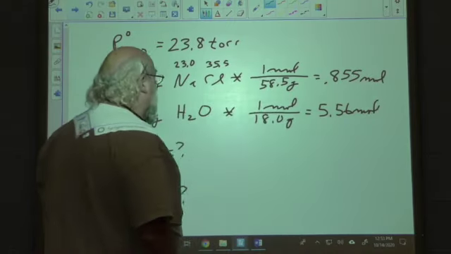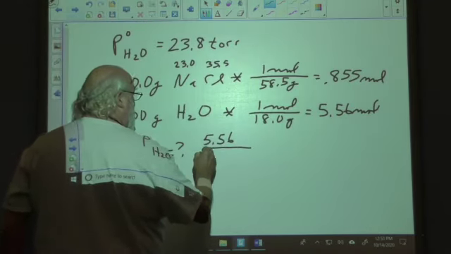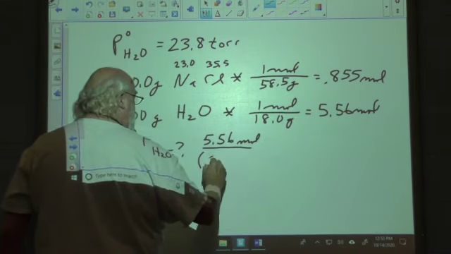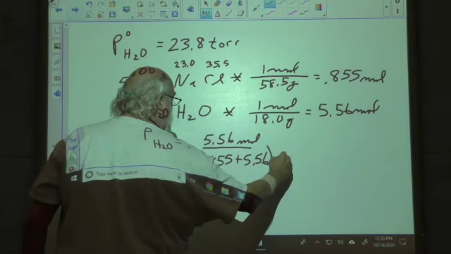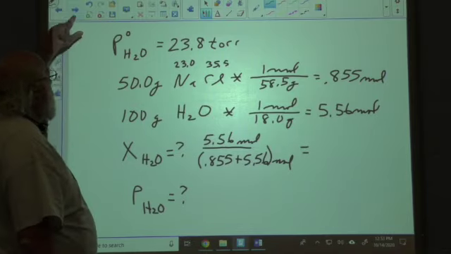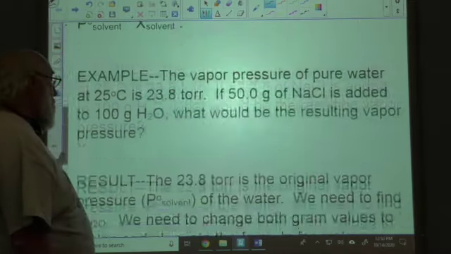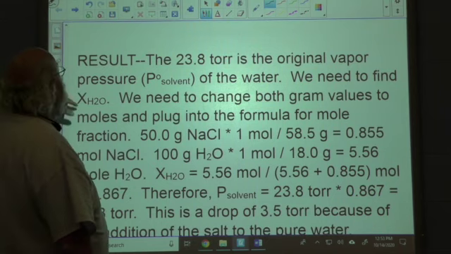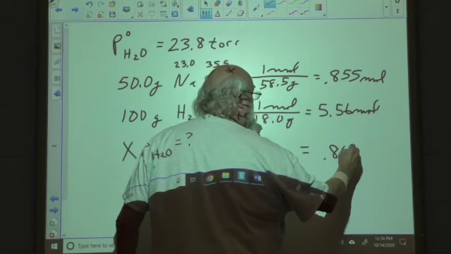So the mole fraction of water is going to be the moles of water on top, 5.56, over the sum of these two, so it'll be 0.855 plus 5.56 moles. This is not a percent, we leave it in fractional form, and the moles cancel out. So come back over here, check this out, and the answer we get for that is 0.867. That's where I got 0.867 from, okay? 0.867.